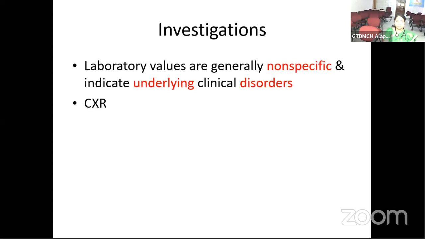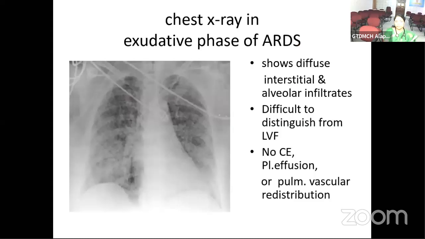Okay. So the chest X-ray is one of the common investigations, and you can see that this chest X-ray is showing diffuse interstitial and alveolar infiltrates, but it is difficult to distinguish from left heart failure. So the points to differentiate left heart failure from ARDS in the chest X-ray are that there will not be any cardiomegaly, there will not be any pleural effusion or pulmonary vascular redistribution. I will come to it later. In the X-ray you can also see that the dependent portions are more affected than the non-dependent areas.